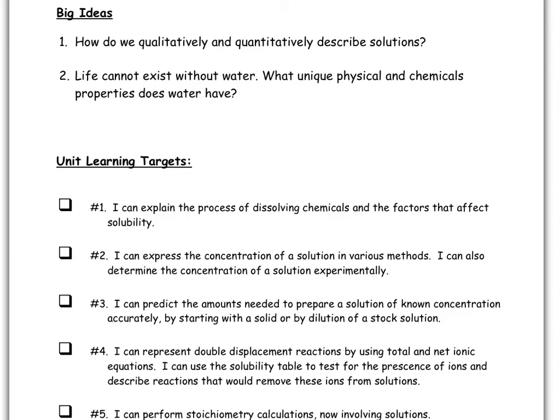In this lesson, we'll finish learning target number 3. We're going to discuss how to prepare a solution by starting with a solid or by diluting a stock solution.